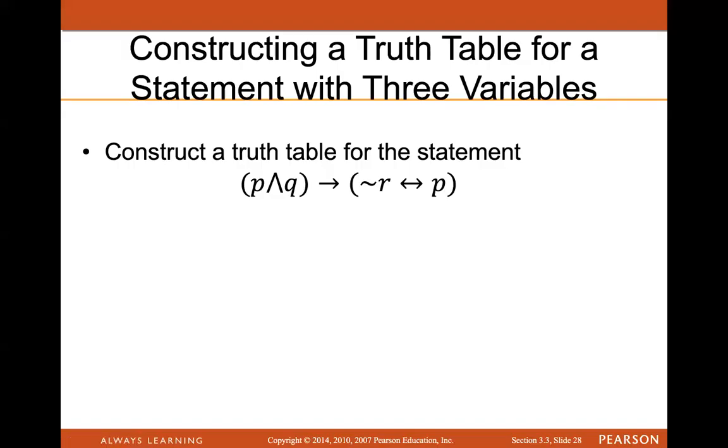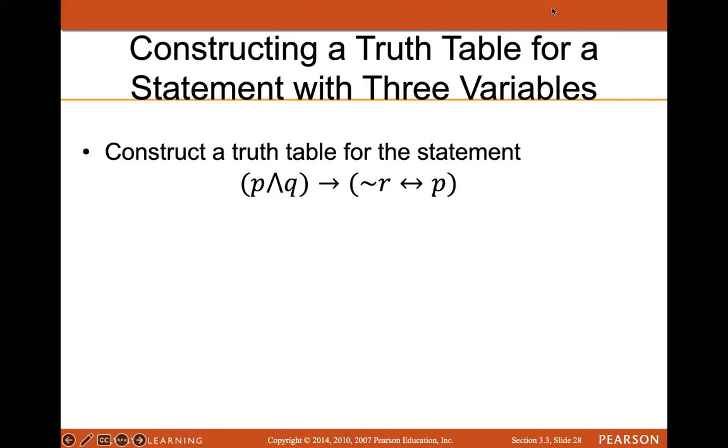In this video, we're going to go over an example of constructing a truth table for a statement with three variables. So I have this example. We're going to construct a truth table for the statement P and Q implies not R if and only if P. In other words, if P and Q, then not R if and only if P.